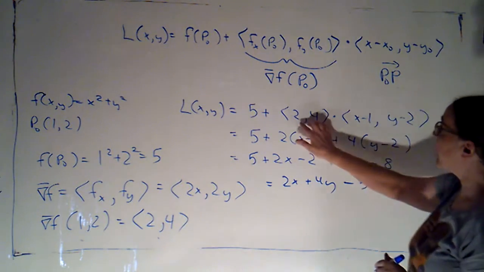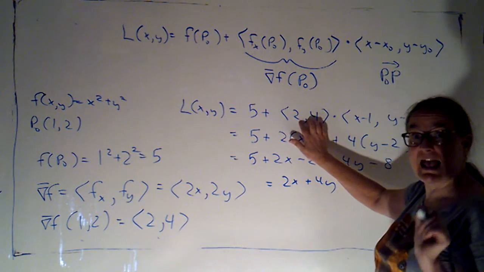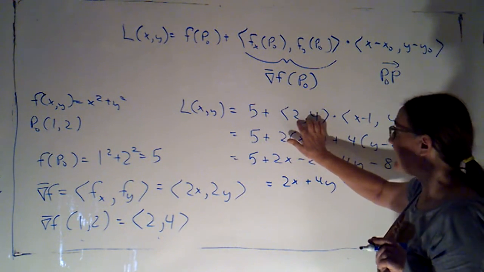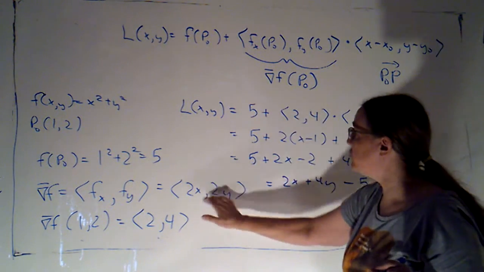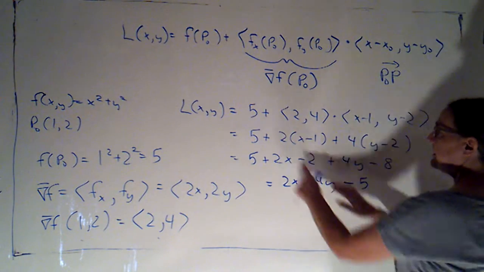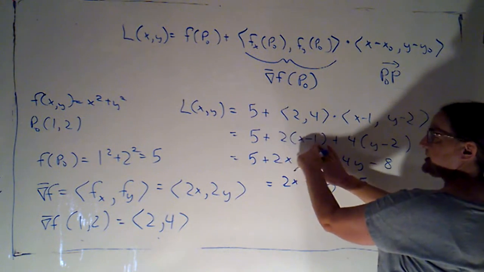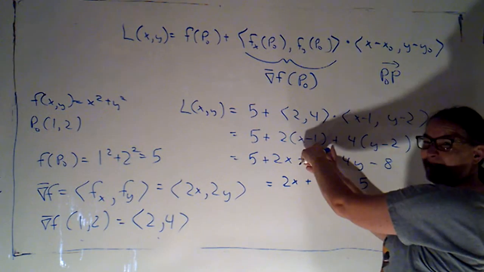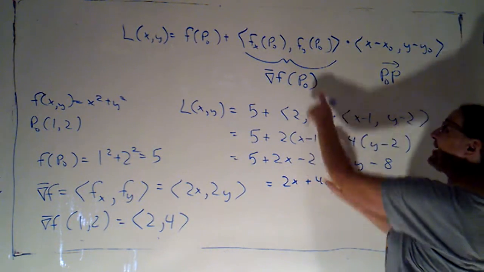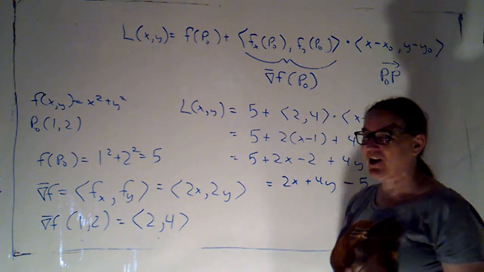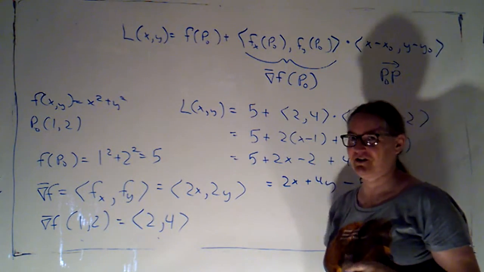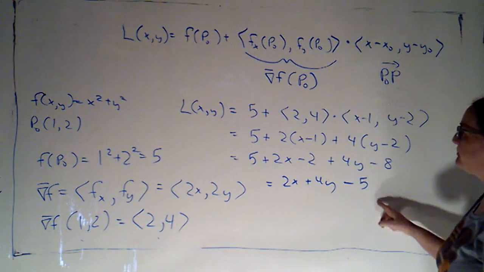Notice, if I had forgotten to evaluate the gradient at my point, if I had had here, instead of (2, 4), (2x, 2y), then I'd be multiplying 2x times (x minus 1). I'd be getting some x squareds. If you forget to evaluate the gradient at a point, you're generally not going to get a linear function. So that really is very important.